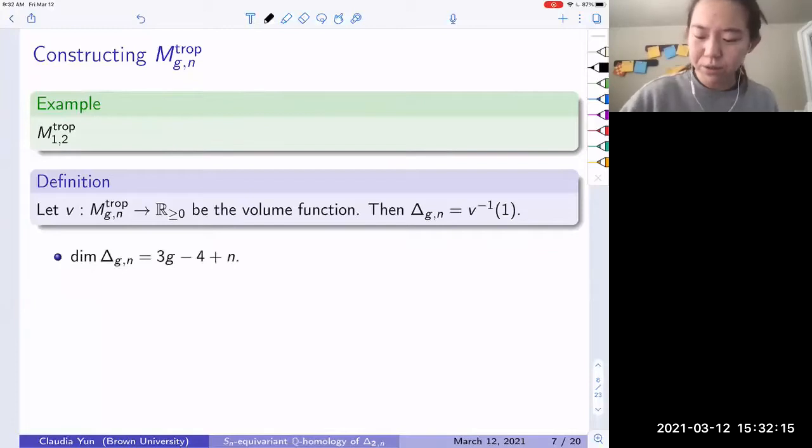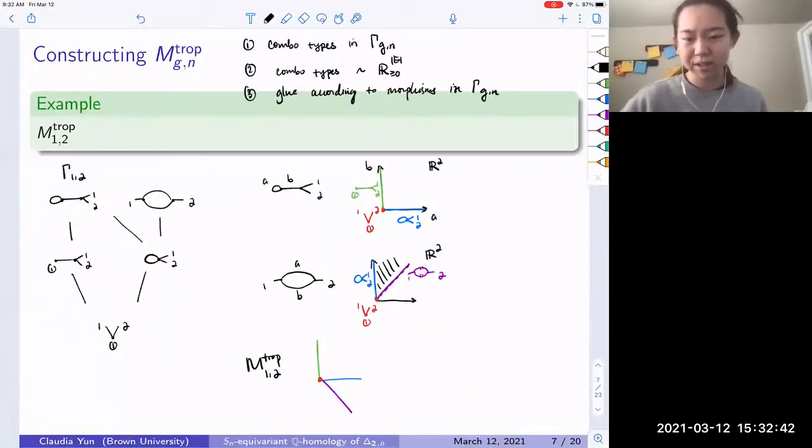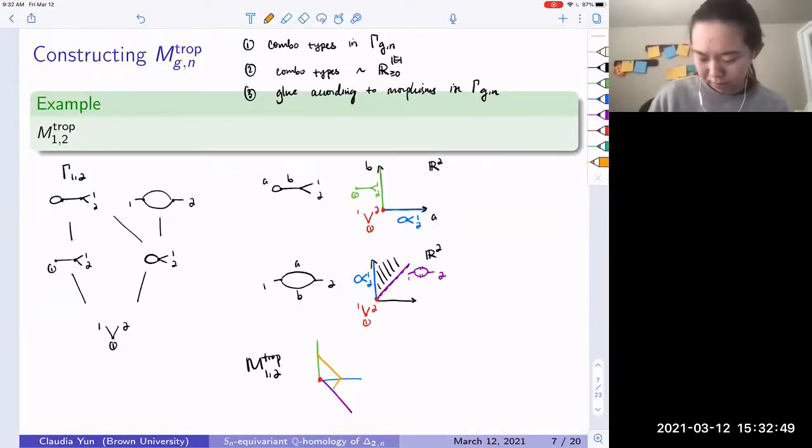And now to find this smaller tropical moduli space Delta_{g,n}, we take basically the cross-section where we normalize this space by asking for the part in M^trop_{g,n} that parametrizes those tropical curves with total length 1. And so back in this picture, what that corresponds to is this smaller space.